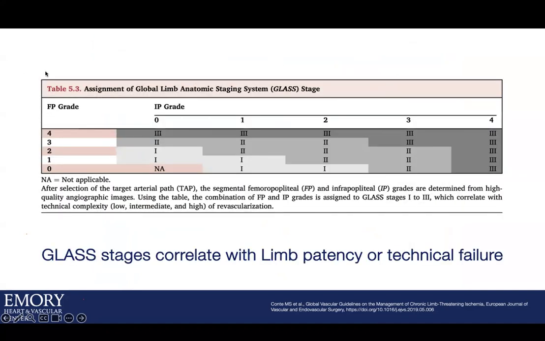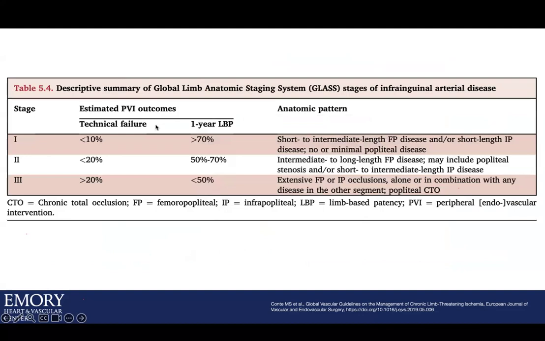Once we calculate the femoral popliteal grade and the infrapopliteal grade from 0 to 4, then we come up with the GLASS staging. And the GLASS stage correlates with limb patency and technical failure in the future. The GLASS stages are from 1 to 3. We have only 3 GLASS stages. The higher the stage, the worse the outcome. And so GLASS stages correlate, as I said, with limb patency and technical failure.